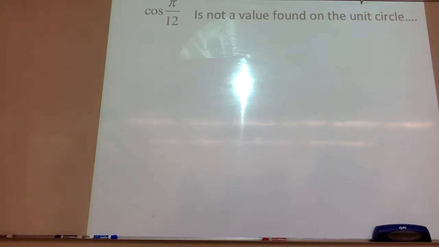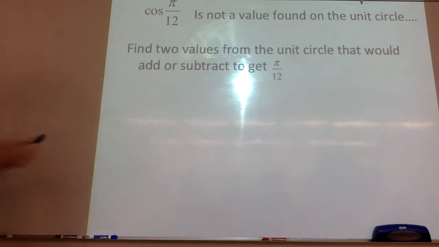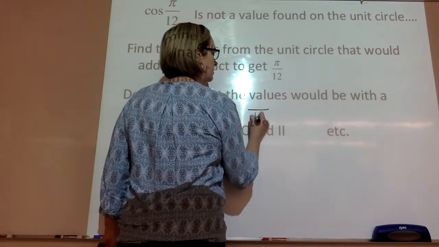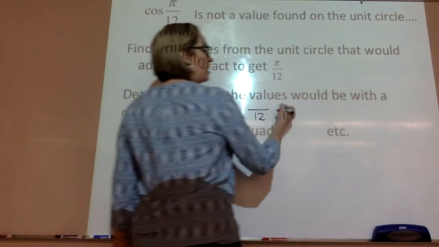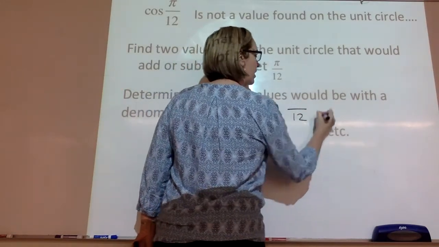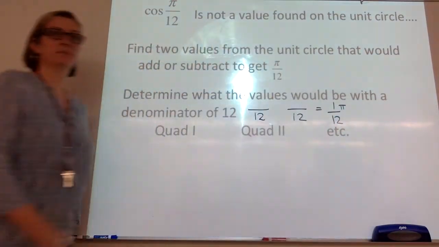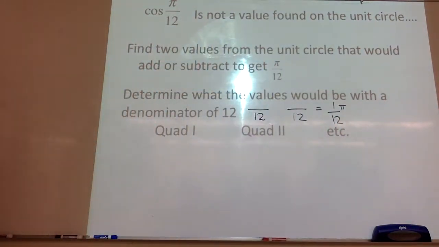So if you take a look, pi over 12 is an example of a non-traditional unit circle value. So what we're going to do is use fractions to add or subtract unit circle values in order to come up with pi over 12. So let's talk about a denominator of 12. If I have a denominator of 12, I know that whatever I have here and here has to give me 1/12, meaning 1 pi over 12. I can add or I can subtract.